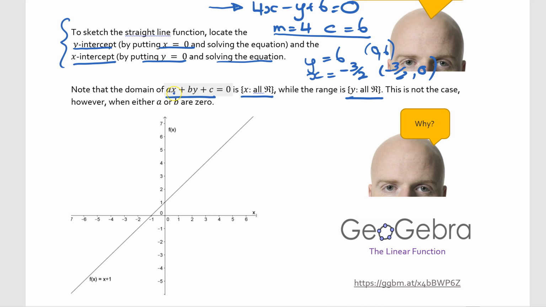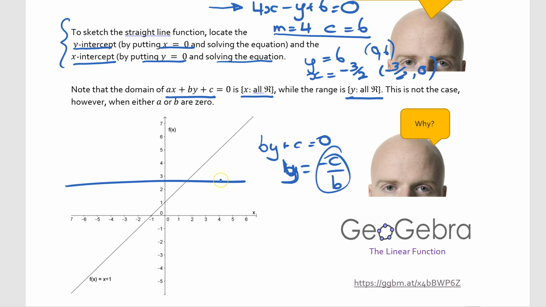So, for example, if a was 0, we would just have by plus c equals 0, or in other words, y equals minus c on b. Now, this bit's unimportant except for the fact that it's a constant, and y equals a constant is a horizontal line.